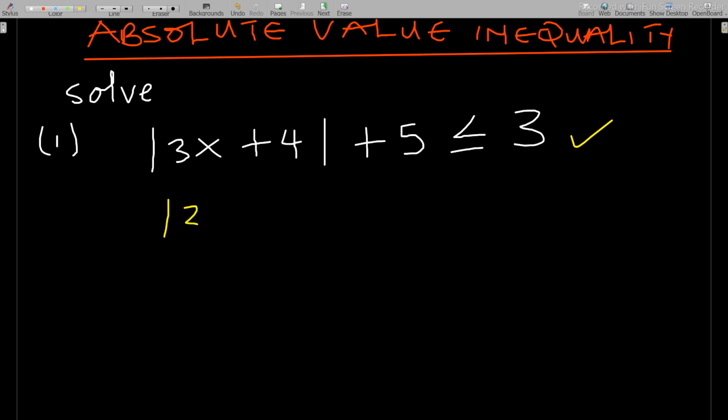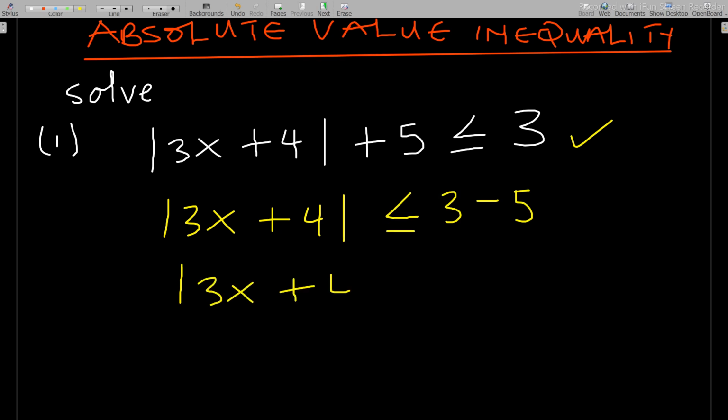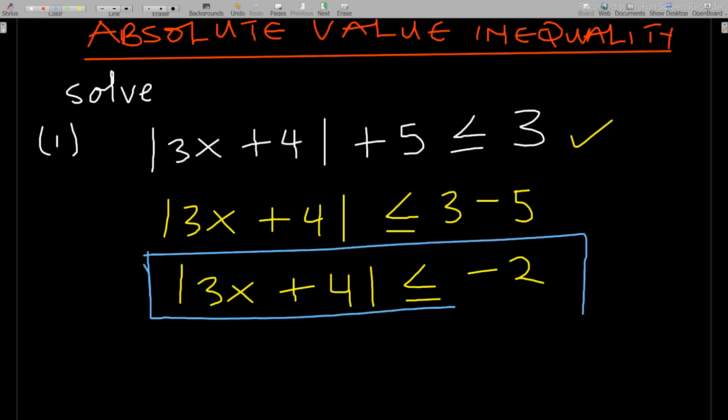So here I just write my absolute value expression, then I send the 5 to the other side, so it becomes 3 minus 5. Now this becomes the absolute value of 3x plus 4 less than or equal to negative 2. After simplifying, if I get this, what does it mean? It means that the absolute value of everything I have in the expression would be less than or equal to negative 2, which is a negative number.